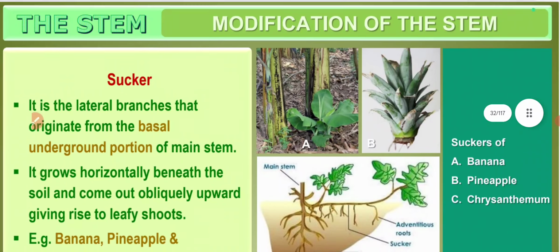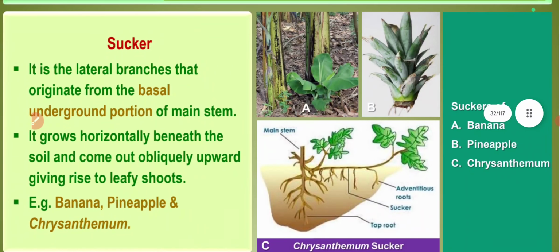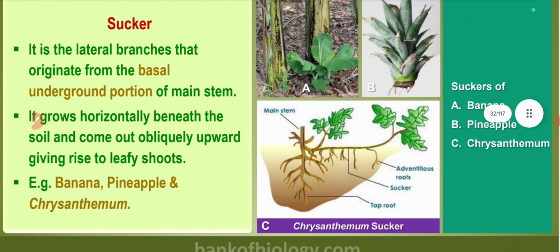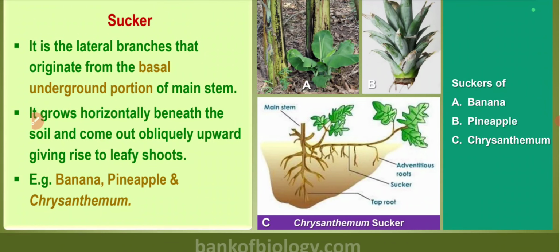Next is sucker. Sucker means it is the lateral branch that originates from the basal underground portion of the main stem. As you can see in the diagram, it grows horizontally beneath the soil and comes out obliquely upward, giving rise to a leafy shoot. Example, banana, pineapple and chrysanthemum. These are the examples of sucker stem.